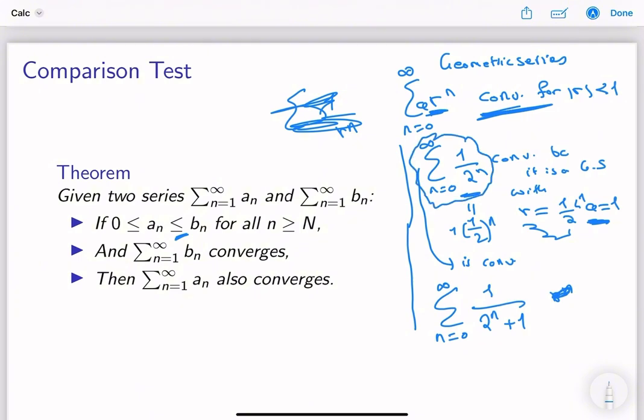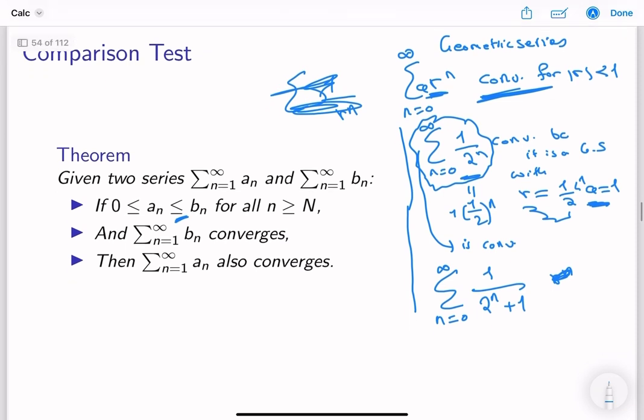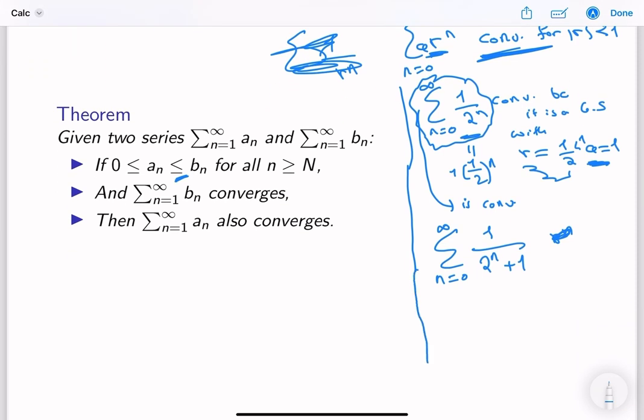But how can you use that? How can you prove that? So here's what the comparison test is telling you. Since you're comparing these two and they look similar, you have the following. We know that 2 to the n plus 1 is bigger than 2 to the n, and this is true for every n. Okay. And now if you take the reciprocal, you change the comparison sign. So it's going to be less than 1 over 2 to the n.